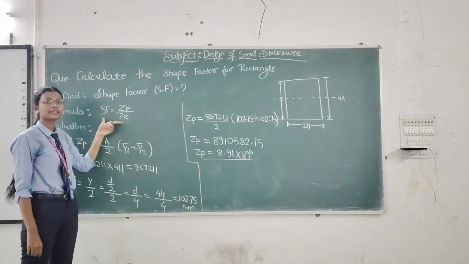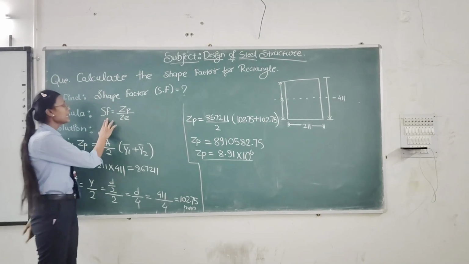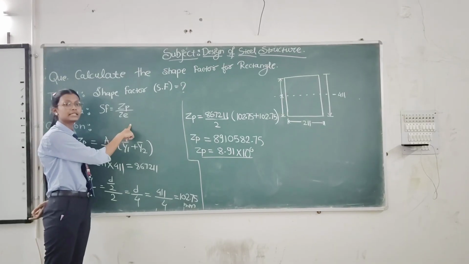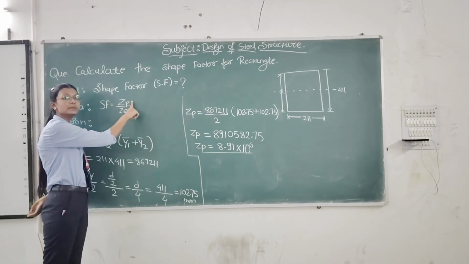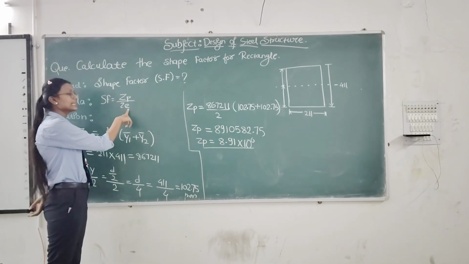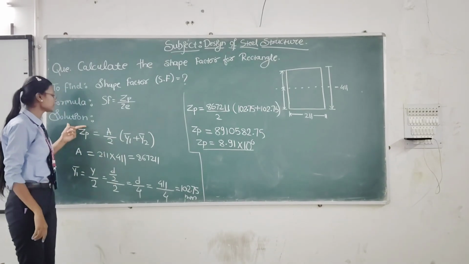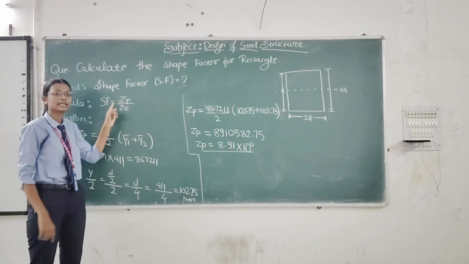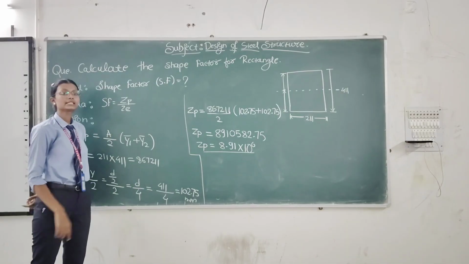To calculate the shape factor, the formula is SF is equal to ZP upon ZE. ZP means plastic modulus and ZE is elastic modulus. So the solution is, first of all we have to calculate ZP. After that we have to calculate ZE.